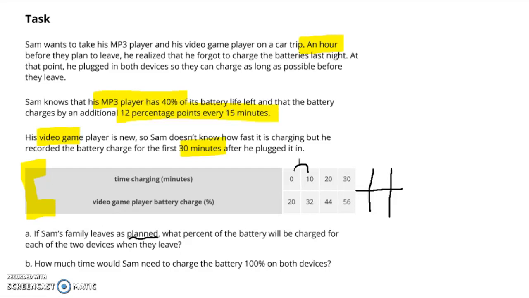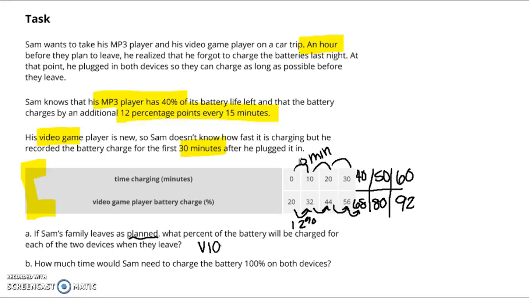So we can see that each one is increasing by 10 minutes. So here this is 40, 50, and 60 minutes, which would complete our hour. If you look at this table, it's telling me that I'm increasing by 12% each time. So if I'm increasing 12%, this would be 68%, then 80%, and then 92%. So for the video game, we'd be at 92% charged when they leave.